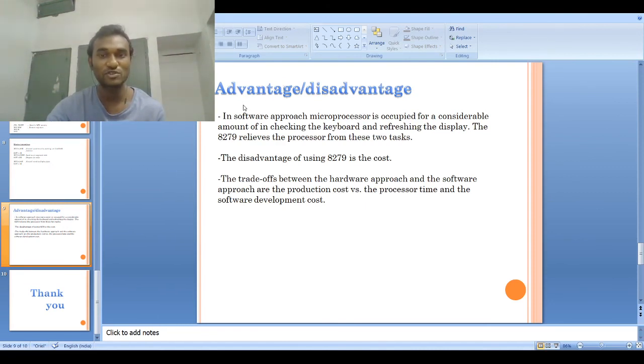Then the advantages and disadvantages of 8279. In the software approach, the microprocessor is occupied for a considerable amount of time in checking the keyboard and refreshing the display. 8279 is a hardware approach, so it relieves the processor from these two tasks. And the disadvantage of 8279 is the cost. So the trade-off between the hardware approach and the software approach is the production cost versus the processor time and the software development cost.